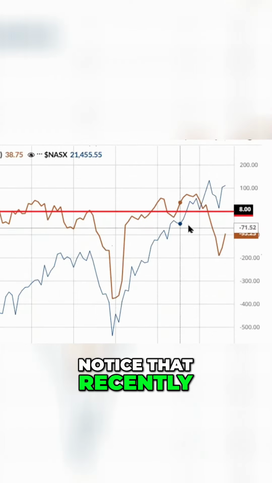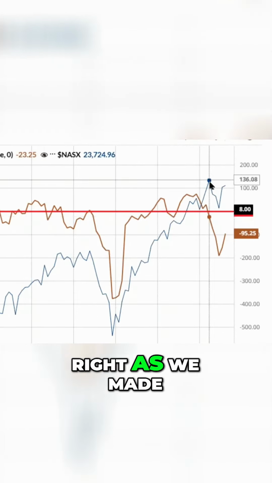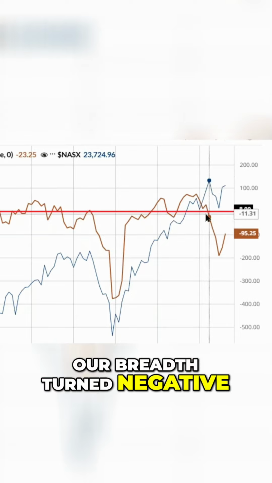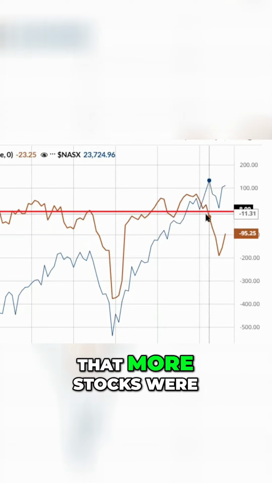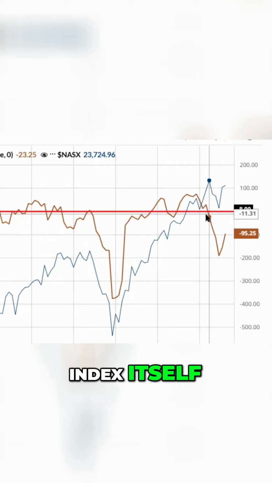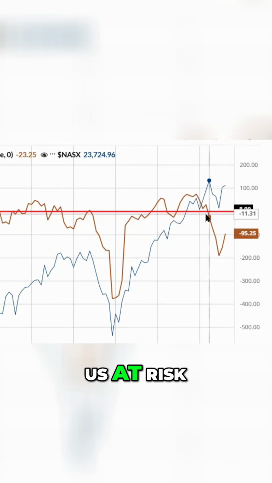Notice that recently the market was making all-time highs. Right as we made all-time highs, our breadth turned negative. That is telling us that more stocks were falling, even though the index itself was rising. So that would put us at risk.